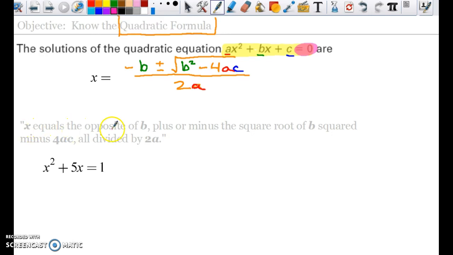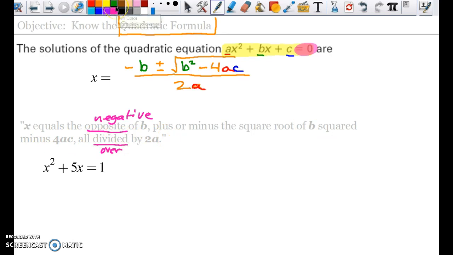X equals negative b, or opposite of b. So x equals the opposite of b plus or minus the square root of b squared minus 4ac, all over 2a. I changed the words here to make it fit in my song better. So divided is when I say over, and opposite is negative. Again, I'll embarrass myself one more time. X equals negative b plus or minus the square root of b squared minus 4ac, all over 2a.